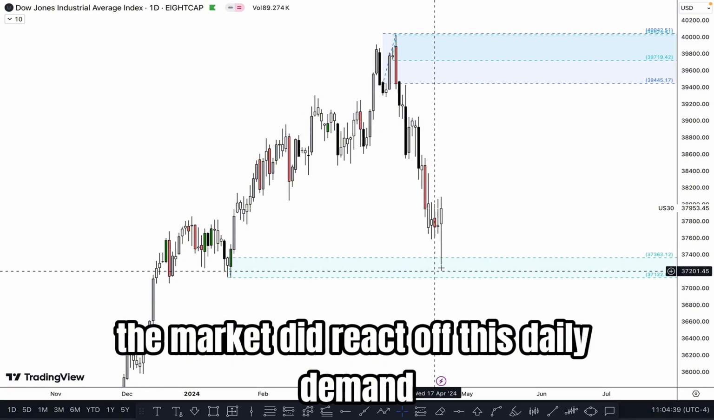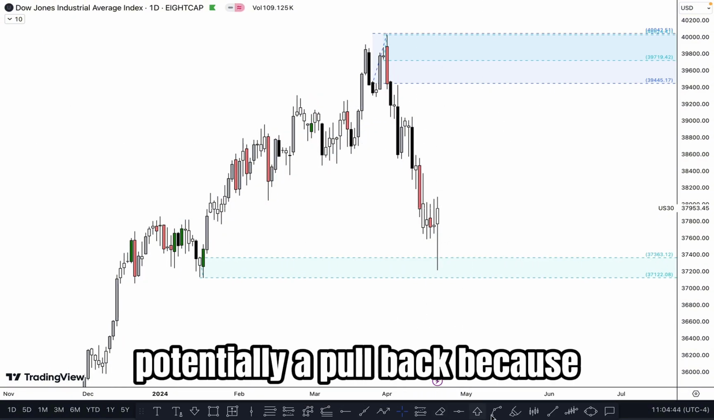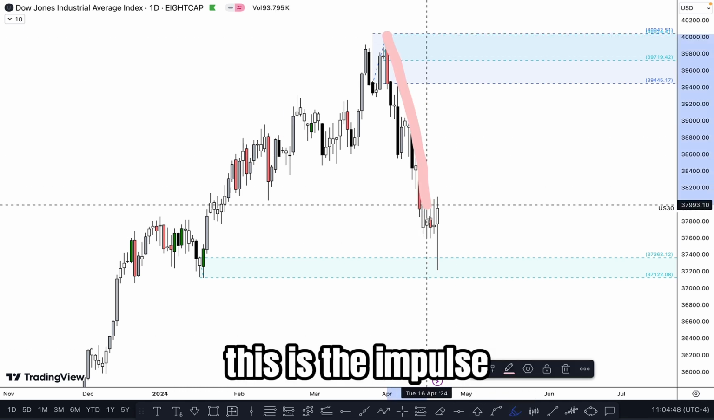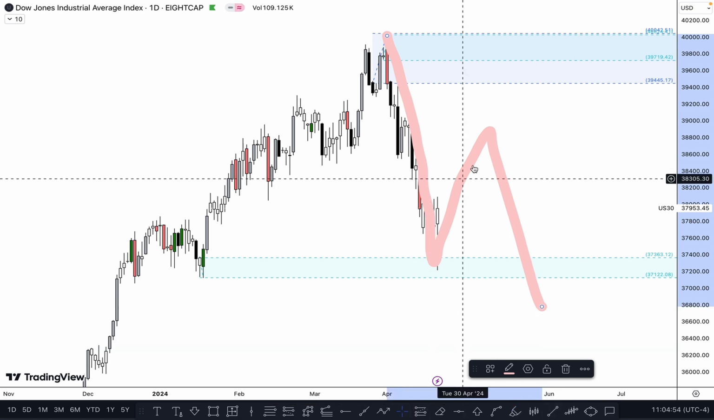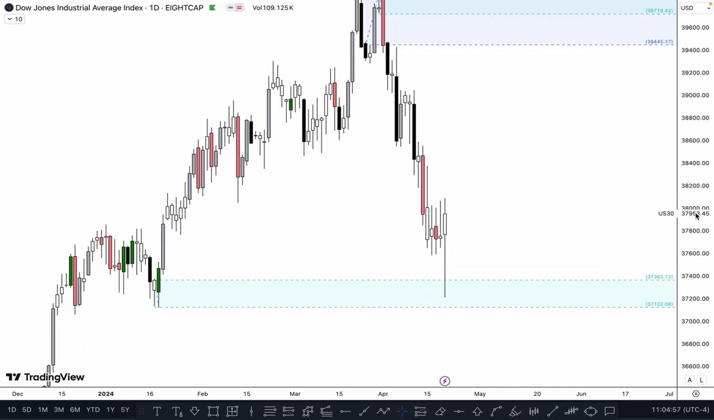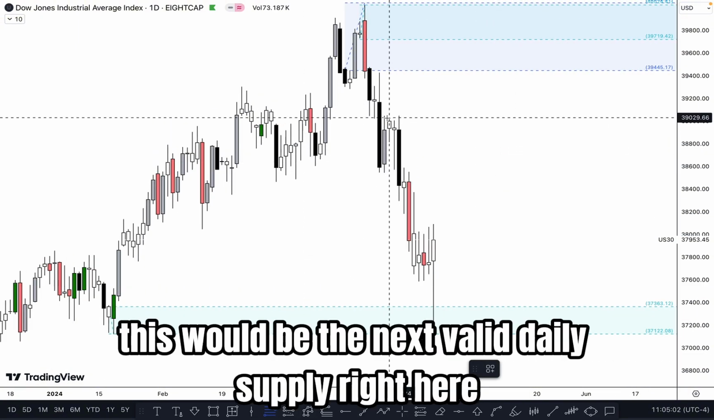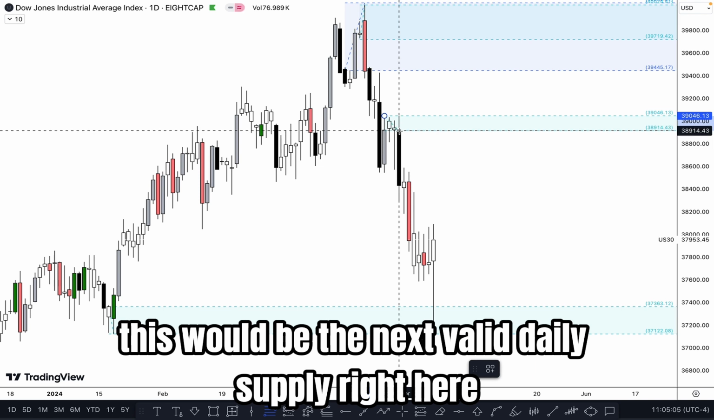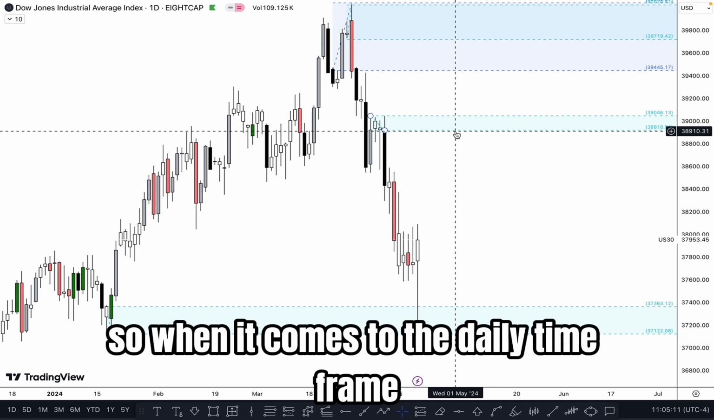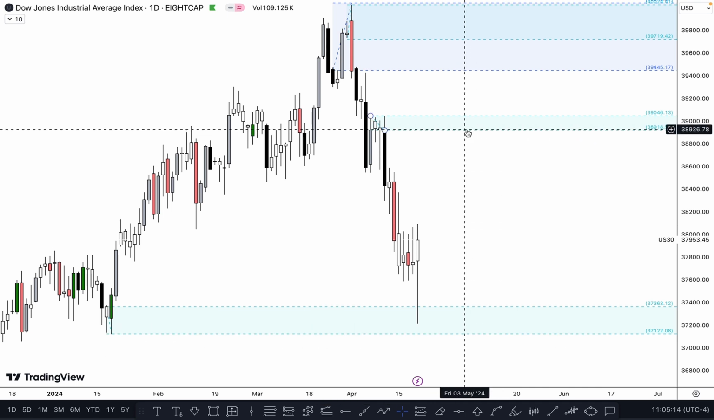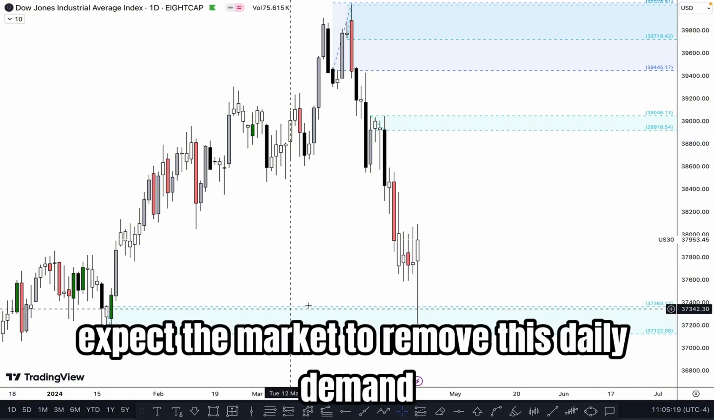Now yes, the market did react off this daily demand, and we could potentially get a pullback, because if this is an impulse, maybe this could be the pullback to continue lower. So just looking at this range, this would be the next valid daily supply right here. So when it comes to the daily time frame, this is where we would look to sell, to hopefully expect the market to remove this daily demand right here.